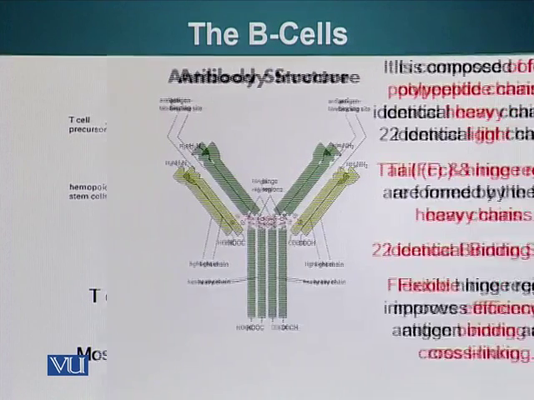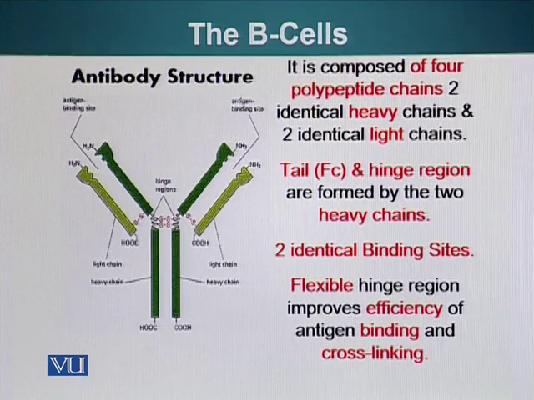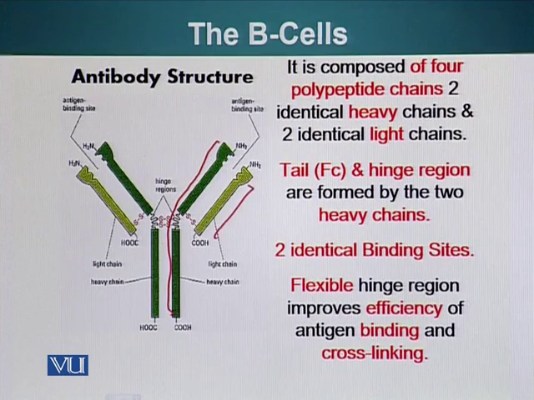So what is antibody? Let's look at the structure of antibody. Antibody is this Y-shaped molecule which is composed of 4 polypeptides, 2 identical heavy chains and 2 identical light chains. These are the 2 heavy chains and these are the 2 light chains. The tail region, the FC region, is made up of the heavy chains. So here's the FC region. It's called FC region because the term comes from fragment crystallization. And this is the hinge region.